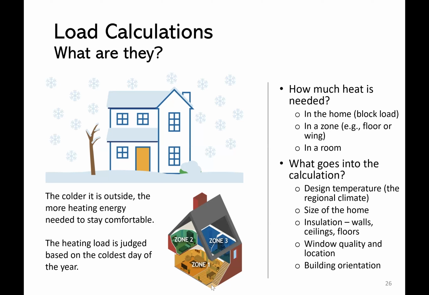The peak heating load is based on the coldest day of the year for that house's location, but it's not the absolute coldest day of the year. The peak load calculation uses a temperature in the 99th percentile of coldest days of the year, or 99 times out of 100, what is the coldest day of the year? This is true for traditional systems also.